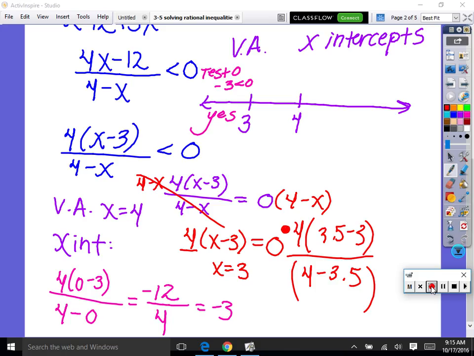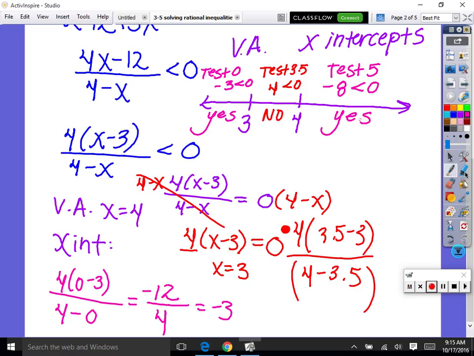Okay, so we tested 3.5 and we got 4. Is 4 less than 0? No, so this interval is not a solution. Does everybody understand that? Okay, let's test something greater than 4. So let's test 5, because that's greater than 4, and you get negative 8. Is negative 8 less than 0? Yes, so we know that this interval and this interval are in our answer, correct? Because that's where we said yes?